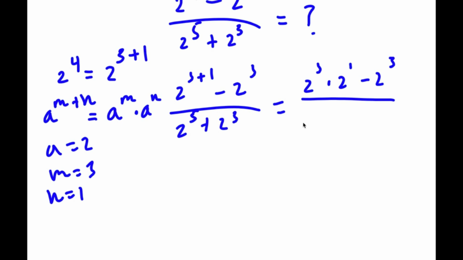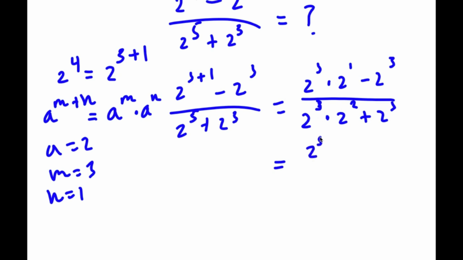However, this time I'm going to rewrite 2 to the power of 5 as 2 to the power of 3 times 2 squared. So now I have 2 to the power of 3 times 2 to the power of 1 minus 2 to the power of 3 all over 2 to the power of 3 times 2 squared plus 2 to the power of 3. Now, because we have so many terms that have 2 to the power of 3, I'm going to factor out 2 to the power of 3 from the entire expression.